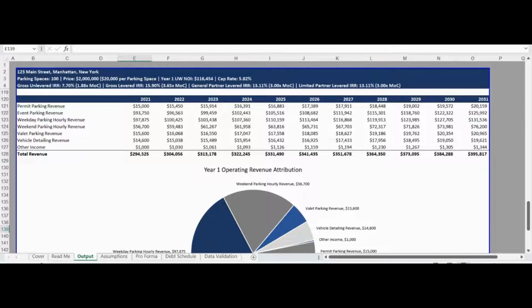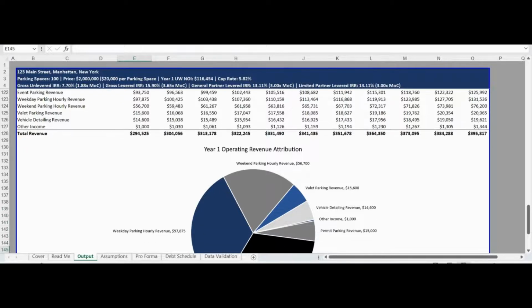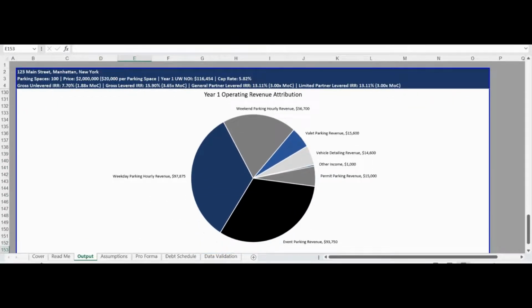In the model walkthrough case study example, this investment predominantly derives revenue from weekday hourly parking, event parking, and weekend hourly parking. From a quick review, it looks like there may be opportunity to improve revenues by focusing on increasing permit parking to drive stable recurring revenue as well as to market ancillary services to grow the valet and detailing service business.